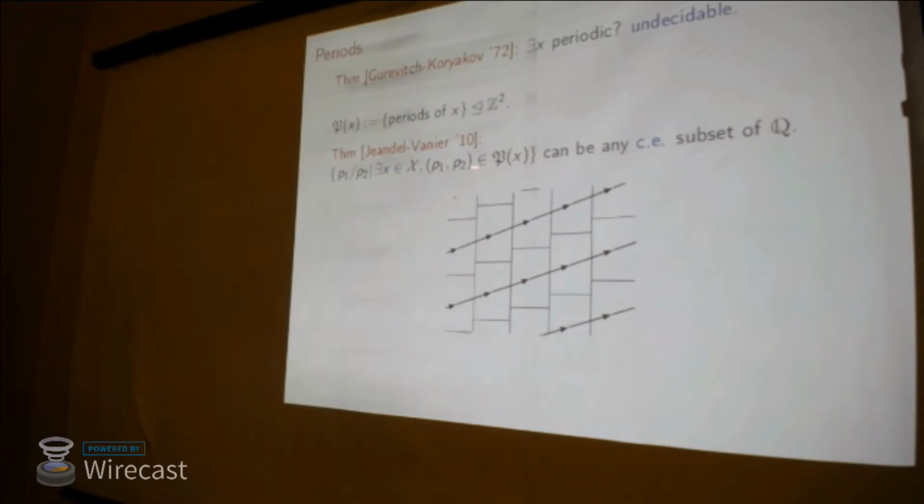Now, interestingly, also in the last 10 years, Jeandel and Vanier have characterized the set of slopes of these periodicity vectors.